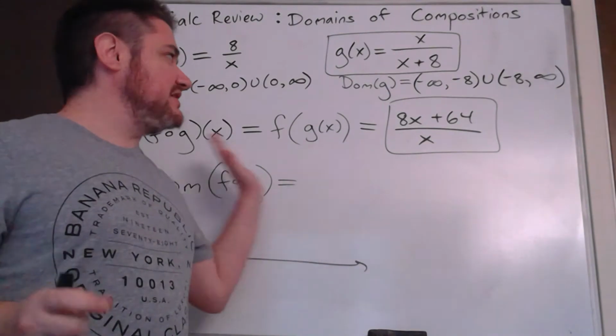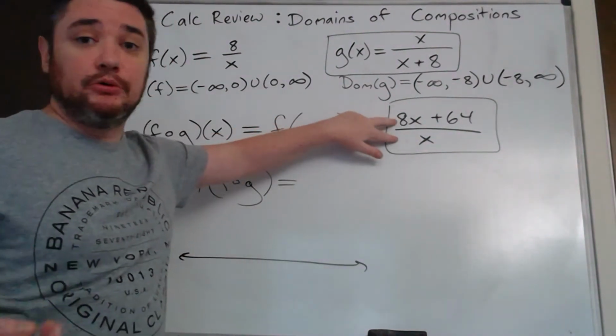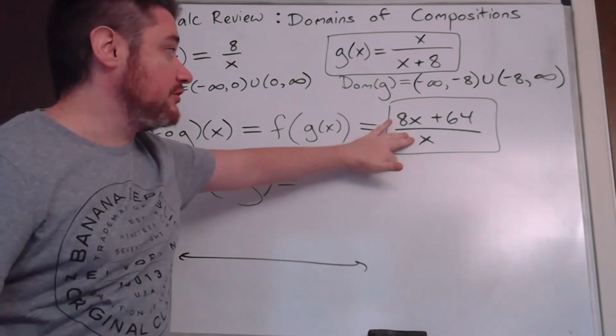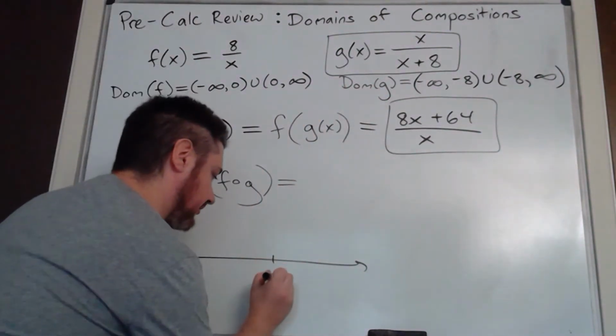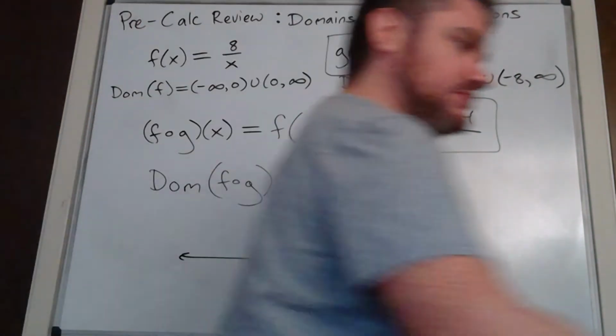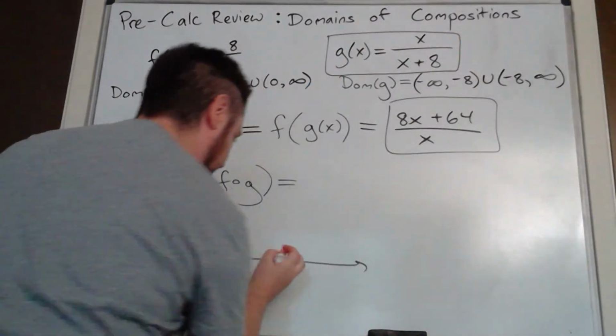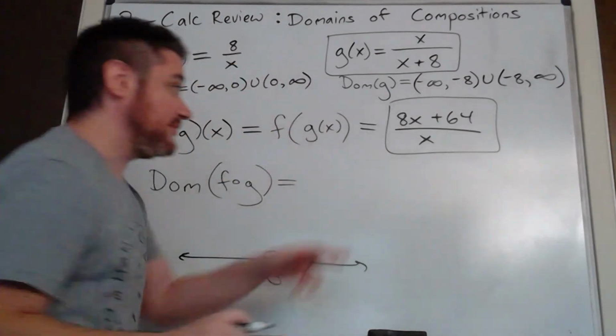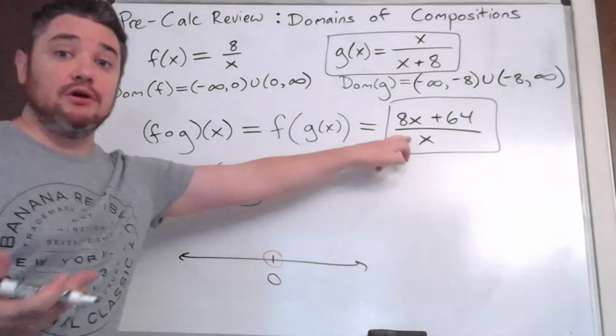So the way I say is do your composition and then look at the final rule. And anything that's problematic in the final rule is problematic, right? So x can't be 0. I said that earlier. So at 0, I think I wanted to use a red pen, and we'll put an open dot on that line right there to indicate that 0 is no good, right? 0 is problematic because in the final rule, it's no good.